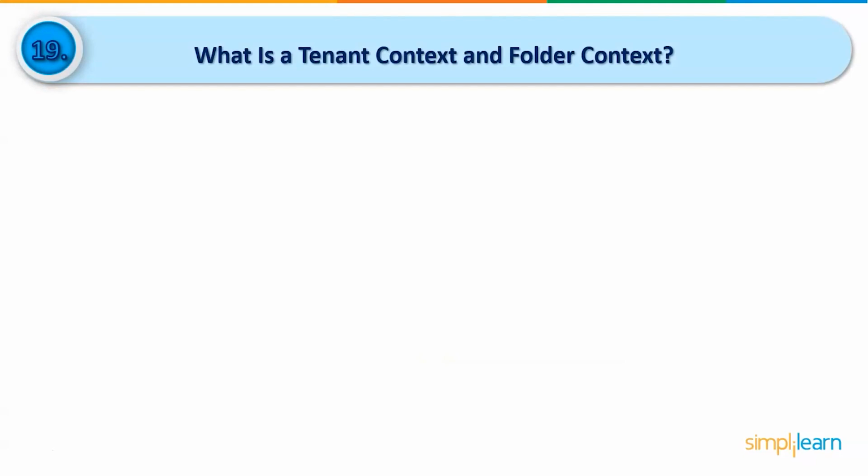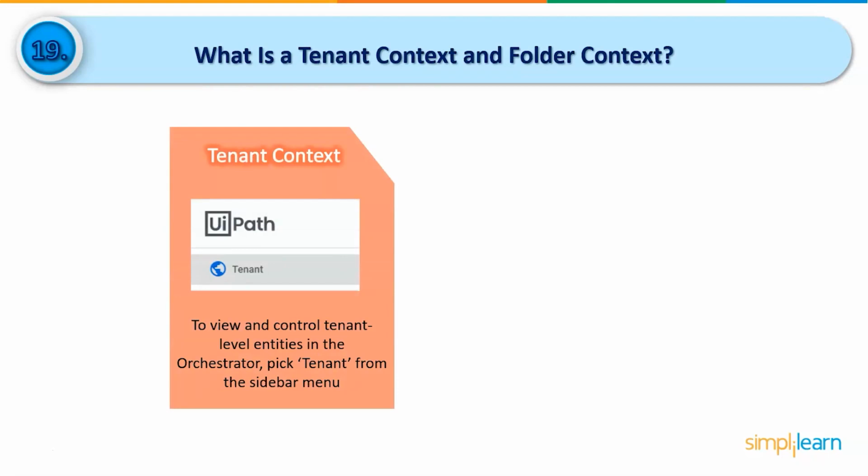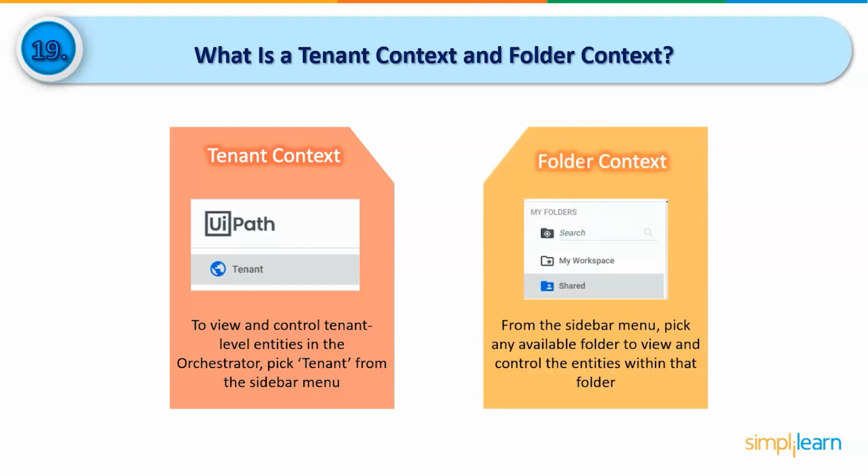What is a tenant context and folder context? In tenant context, to view and control tenant level entities in the orchestrator, pick tenant from the sidebar menu. With only one instance of the orchestrator, multi-tenancy allows isolating data. For the folder context, from the sidebar menu, pick any available folder to view and control the entities within that folder.